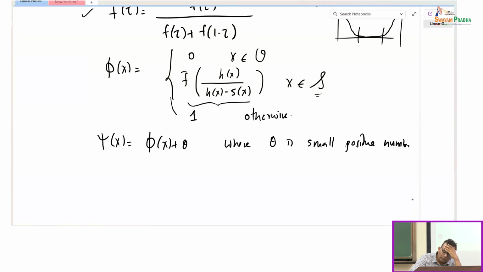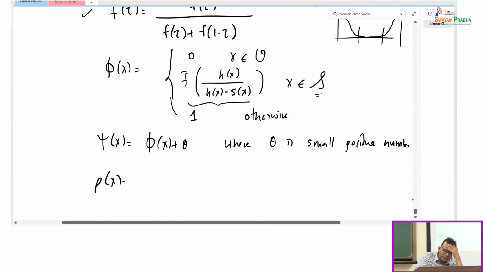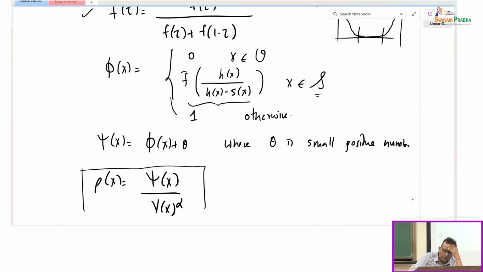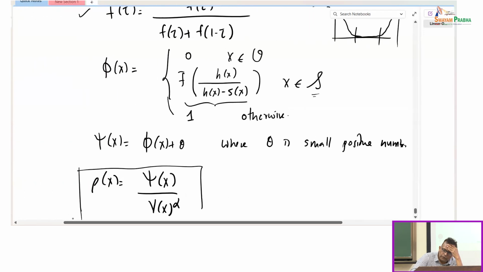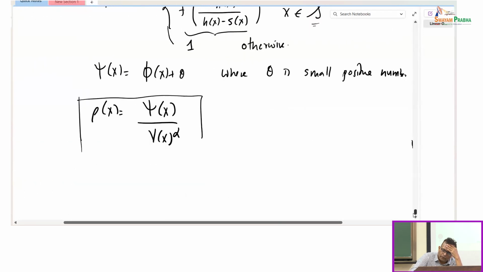Okay, so with this, now you have this rho of x, and then you can do this psi of x divided by v of x to the power alpha. So what are the parameters in this construction? If you forget about this construction, there are two main parameters, which are theta and alpha.